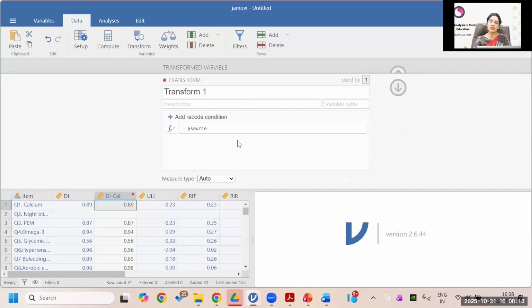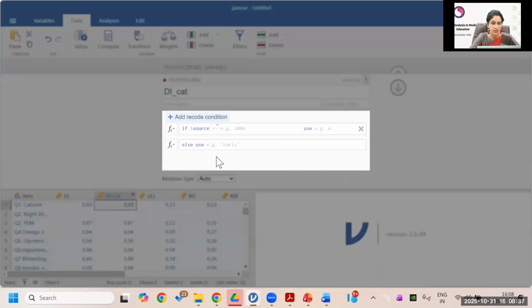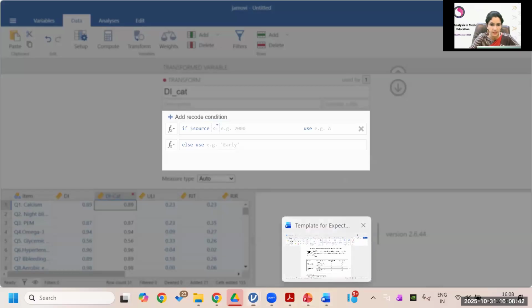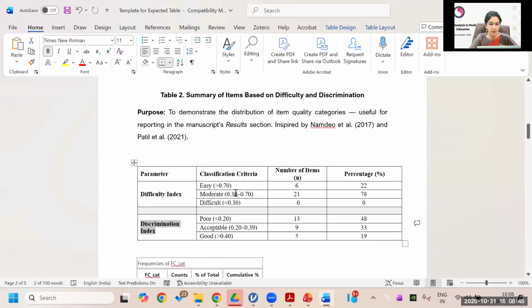You can see the earlier Jamovi videos also, on descriptive statistics, which will tell you these basic functions. Otherwise, even if you don't have time to see, you can see it here that we use the option of transform. Here I am using the transform to this DI cat. So I am just renaming it as DI cat. And then I will add a recode condition. In recode condition, my source variable. So what is a recode? If you see this table, there is less than 0.3, 0.3 to 0.7, and more than 0.7.